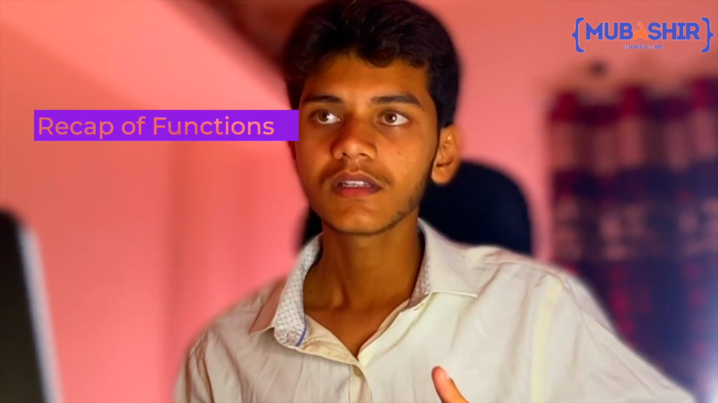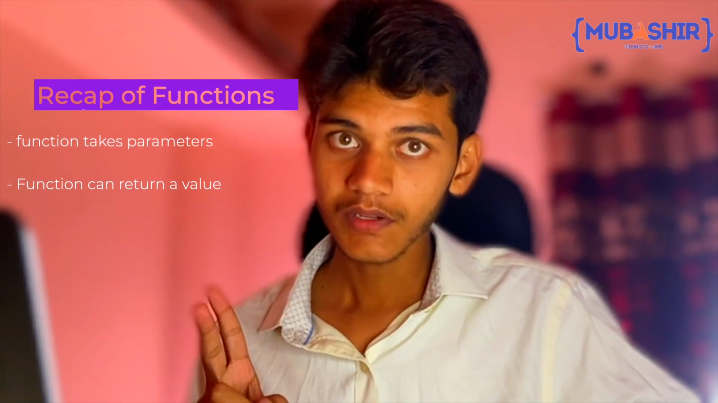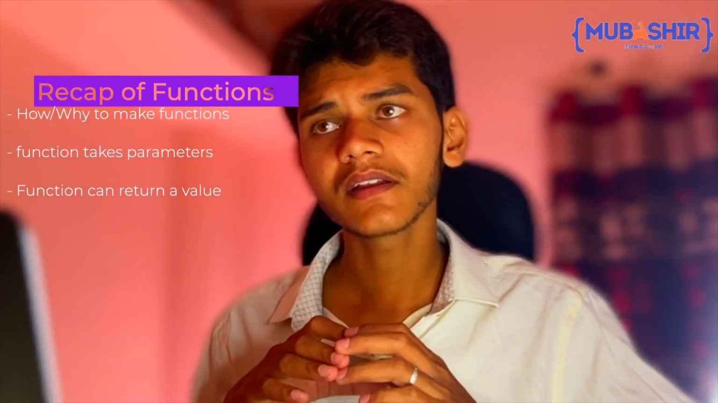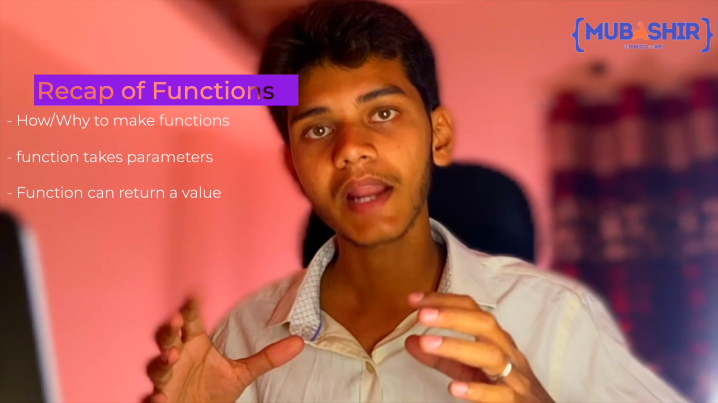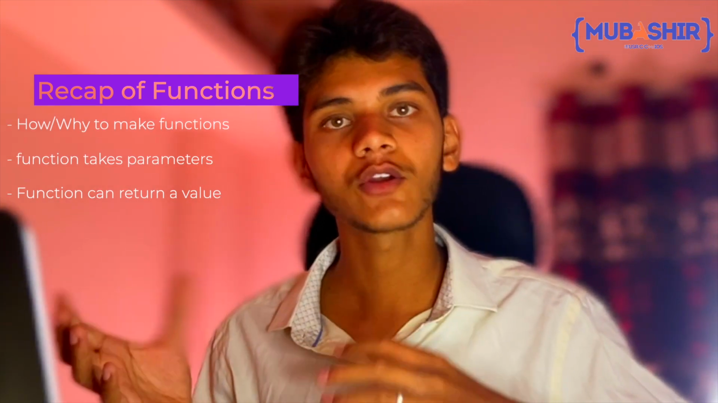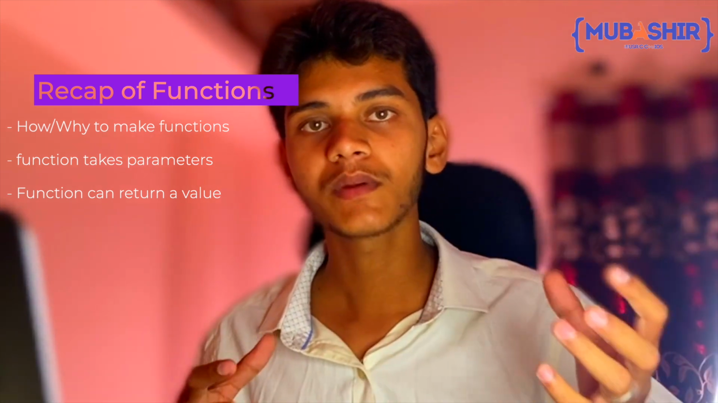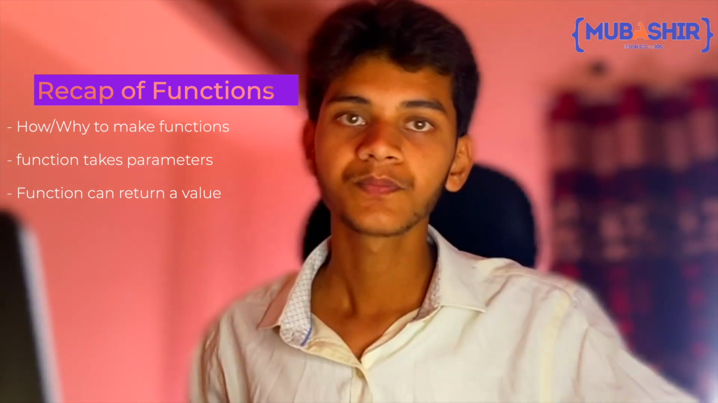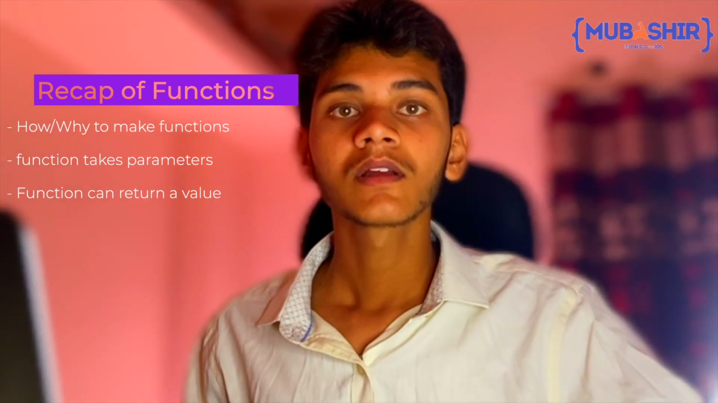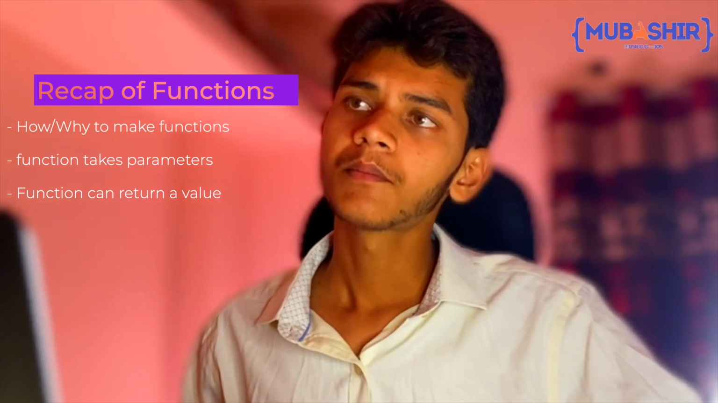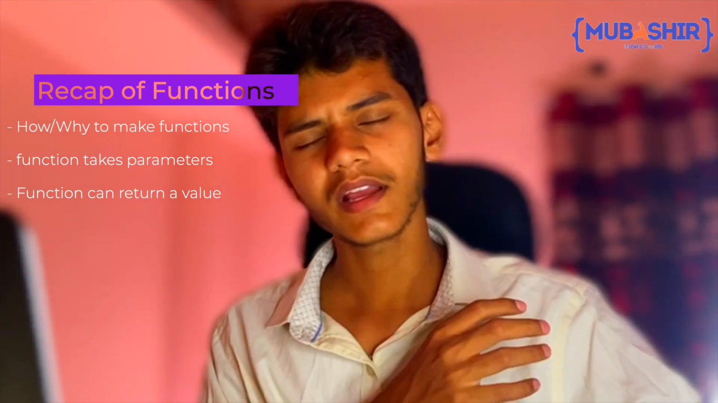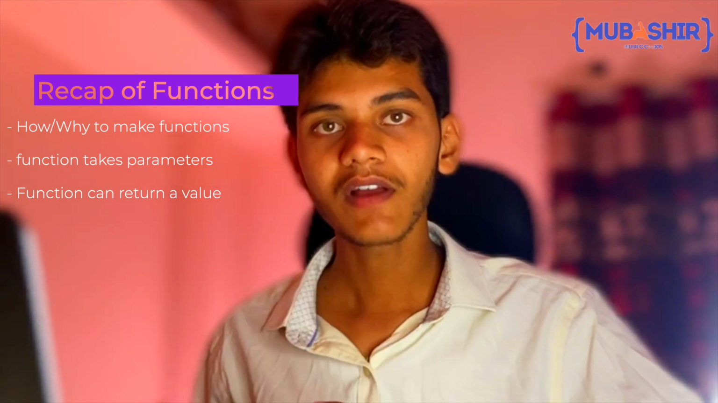The first one is how we make functions and why do we make functions. The second one is functions are not only made randomly, they can also take parameters, and using those parameters we can do any sort of calculations or any sort of manipulation. The third thing is functions can also return some value. Maybe it is a string, integer, or anything, it can return a value. So this is about functions.